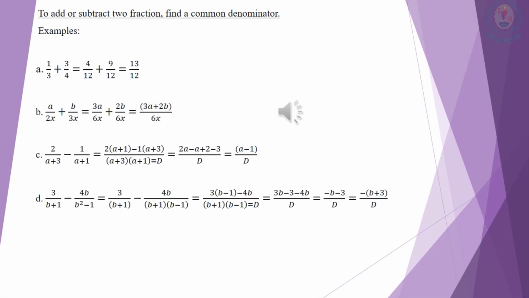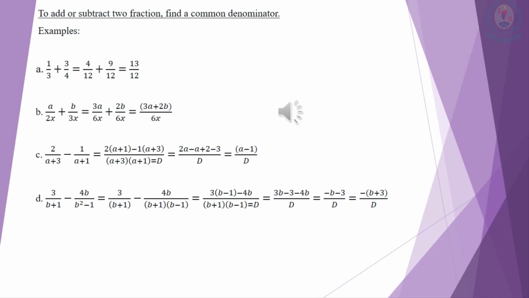To add or subtract two fractions, find the common denominator as before. Examples. A. 1/3 plus 3/4 equals 4/12, multiplying up and down by 4, plus 9/12, multiplying up and down by 3. The final answer is 13/12, where we add 9 and 4 since the denominator is common, that is 12.